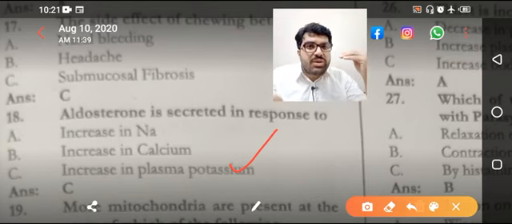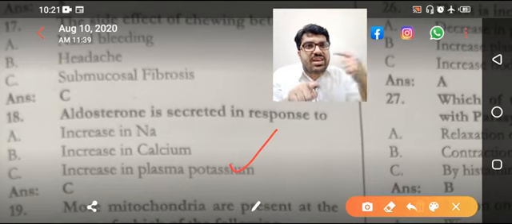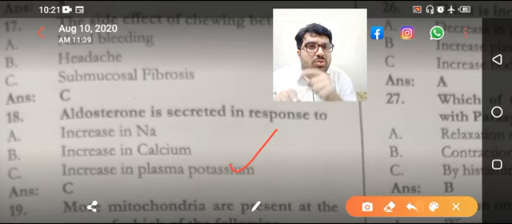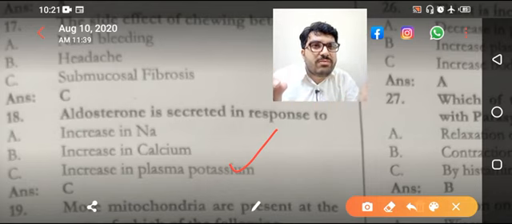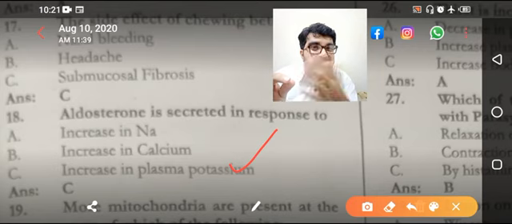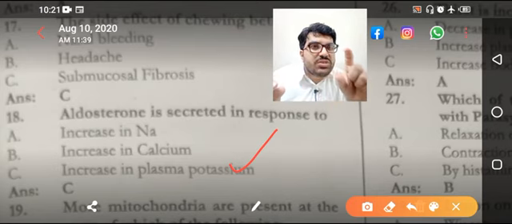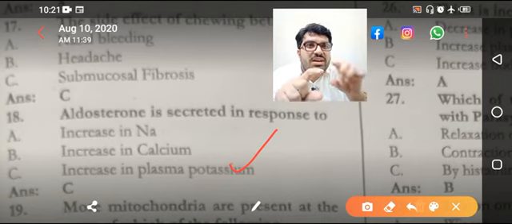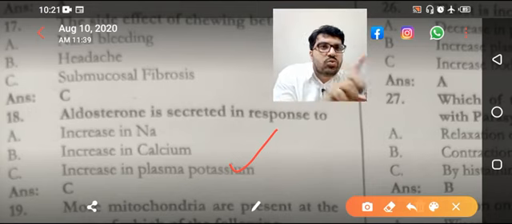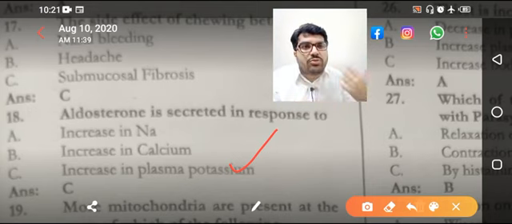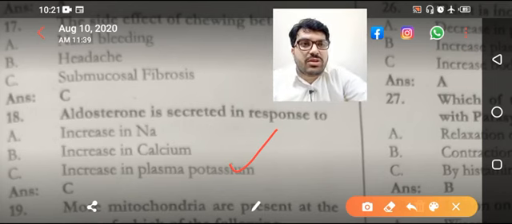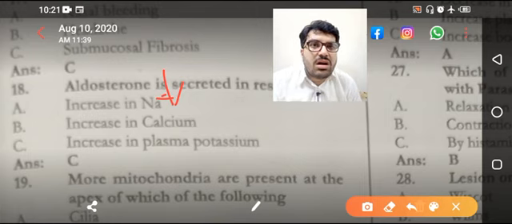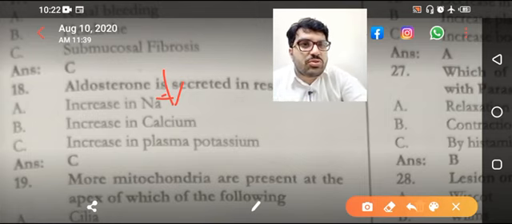So when the plasma potassium is increased, it releases renin. That renin converts angiotensinogen, a plasma protein, into angiotensin 1. Then the ACE enzyme in the endothelium of the lung converts angiotensin 1 into angiotensin 2. Then angiotensin 2 releases aldosterone. So that is the pathway. Actually it is decrease in sodium, not increase in sodium, that causes aldosterone release.